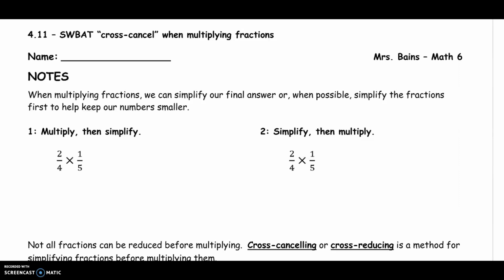Hi everyone. Today's objective is to cross-cancel when multiplying fractions. So we just learned how to multiply fractions. We're going to multiply the numerators and multiply the denominators just like we have before. And we also have to remember that our answers should be in simplest form.